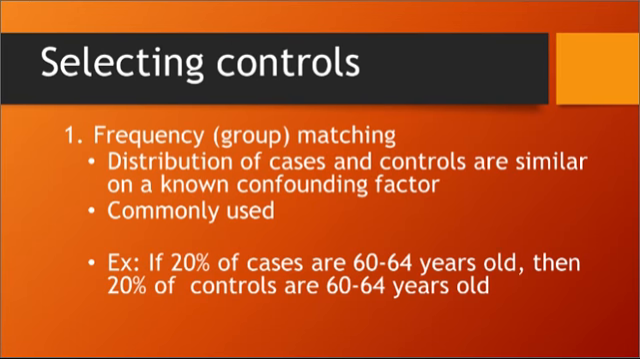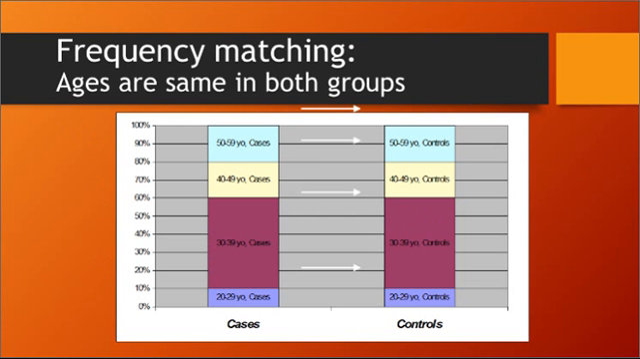For example, if we're looking at the cases on the left, we can see what percent of the cases are different ages. And so we might have 10% of the cases that are 20 to 29-year-olds. In the controls then, we will try and find 10% of controls who are also 20 to 29 years old. And so what we're doing is matching by frequency.